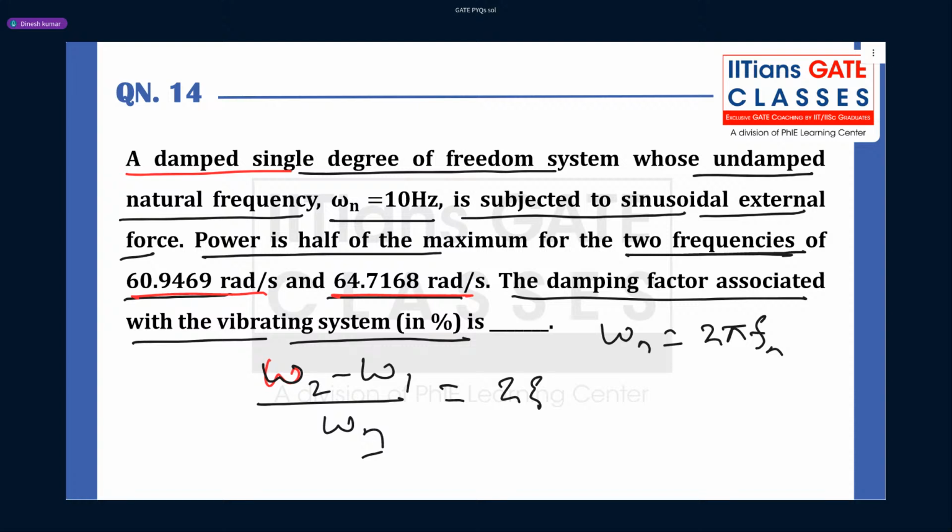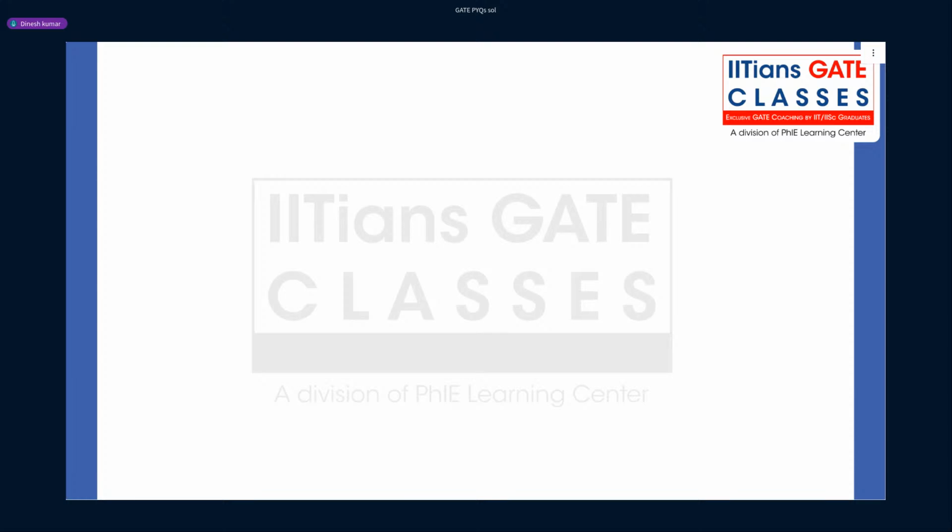Now the frequency is given as 10 hertz, so omega n will be 20 pi radian per second. Now substitute everything, guys. What do we need? Zeta. First find zeta in decimal, then we will convert it to percentage. So zeta is equal to omega 2 minus omega 1 by 2 omega n.